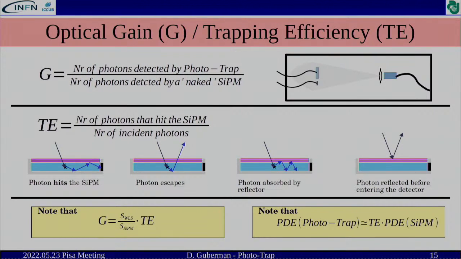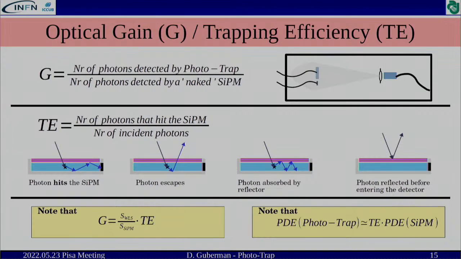And this is what we call the optical gain, which in a different way would be how many silicon PMs like this we would need to get the same amount of signal we see with photo trap, okay? And what really quantifies somehow the efficiency of our pixel is what we call the trapping efficiency, which is the number of hits we have in the silicon PM per number of incident photons we have.